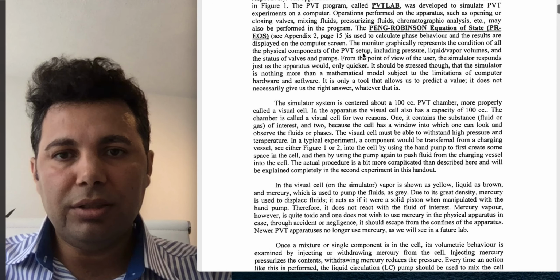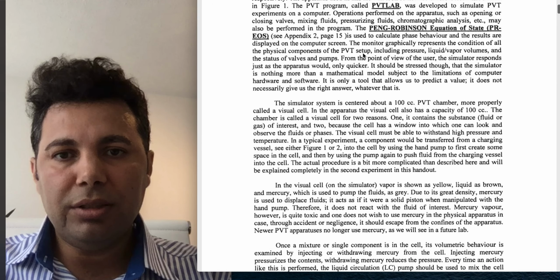For example, Peng-Robinson equation of state still considers all the collisions to be perfectly elastic. So it doesn't consider the energy loss when you are mixing different components. These assumptions you need to mention. So you need to go over it, and these are the keywords that I'm going to use performing the PVT lab simulator.